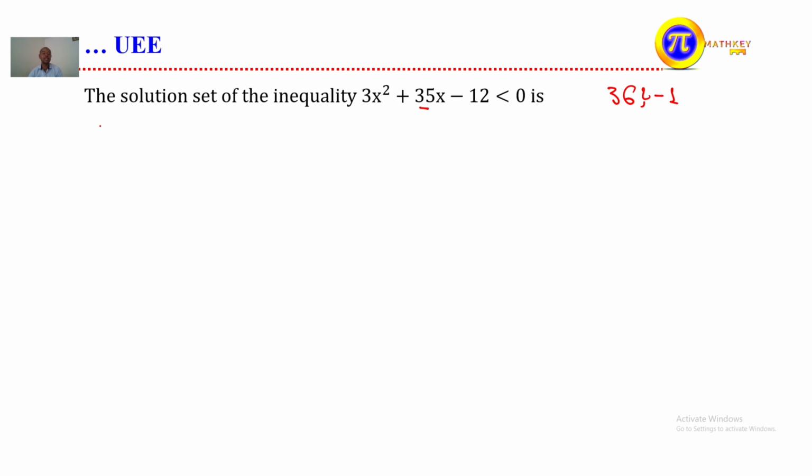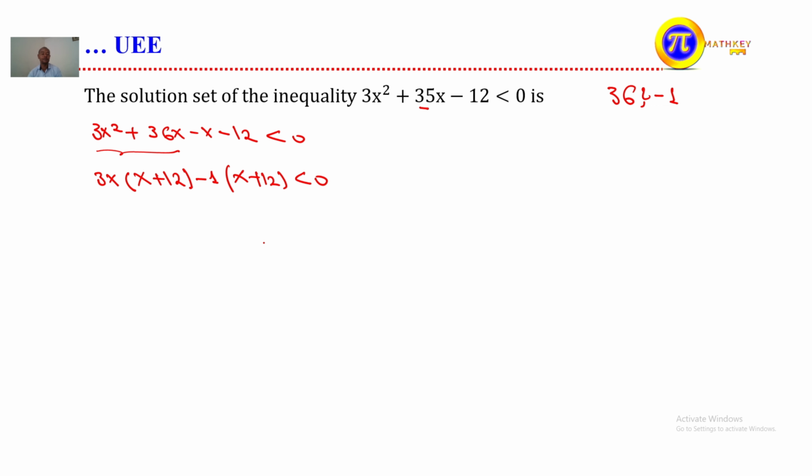So we express this in the form 3x squared plus 36x minus x minus 12, which is less than 0. Take a common factor for the first two terms. What is common? 3x is common. When you take 3x out, what remains? x plus 12. Similarly, when you take a common factor from negative x minus 12, it is negative 1. So this becomes x plus 12, which is less than 0.